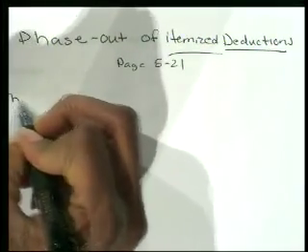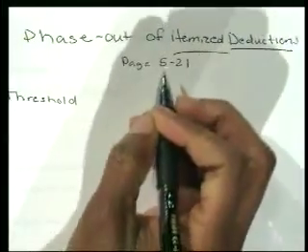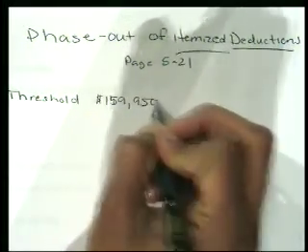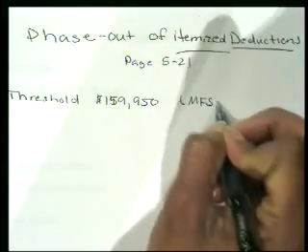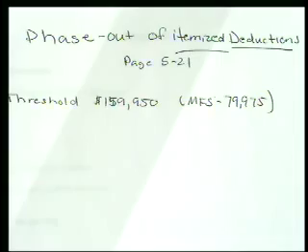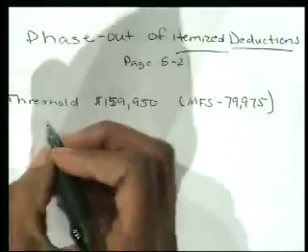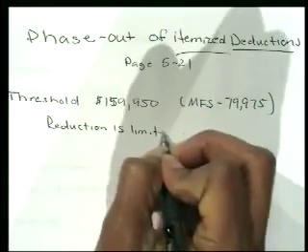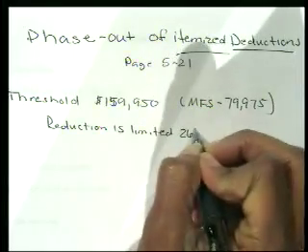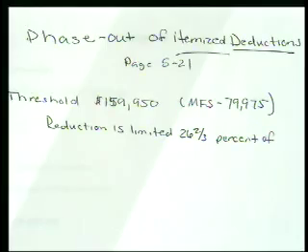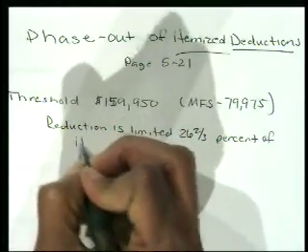Okay, we have a threshold, or a top number that we're looking at. We're looking at that $159,950, as they said at the bottom, or if you're married filing separately, income over $79,975. So we're looking at those numbers, and that's your AGI. They're saying if your AGI is more than that, then the reduction that you're going to incur is limited to 26 2/3%. Now, how do they determine these? I can't tell you that, but that's what it is. 26 2/3% of your itemized deductions.